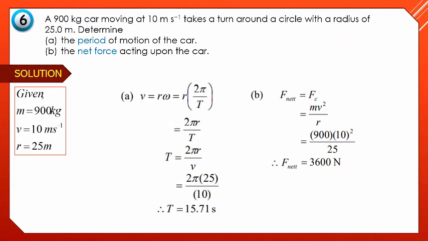For question number 6, a 900 kilogram car moving at 10 meters per second takes a turn around a circle with a radius of 25 meters. We need to determine the period of motion of the car and the net force acting on the car. To calculate the period of motion, we use the equation 2 pi r over v. The derivation is as shown. When we substitute, we get the period equal to 15.71 seconds.